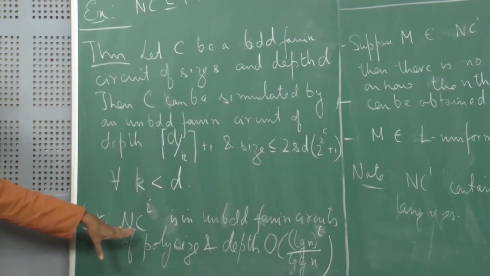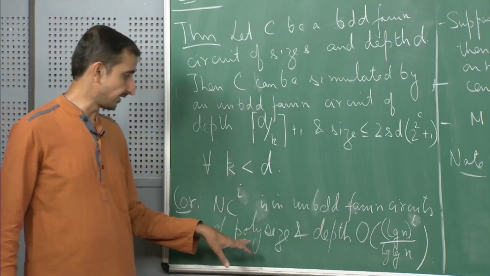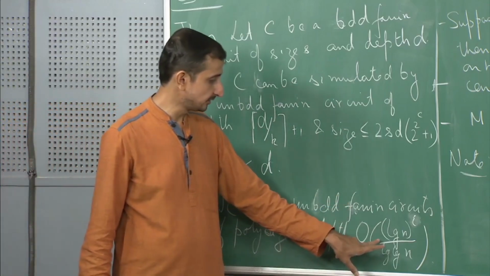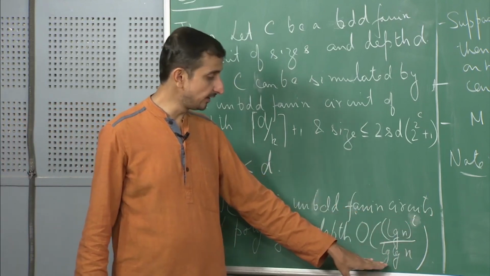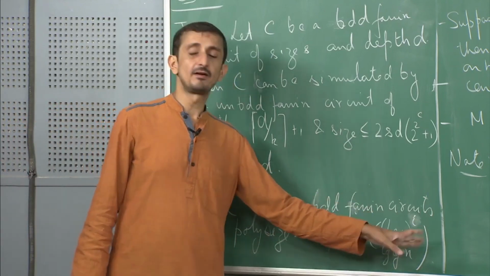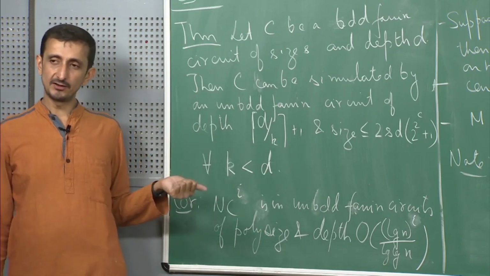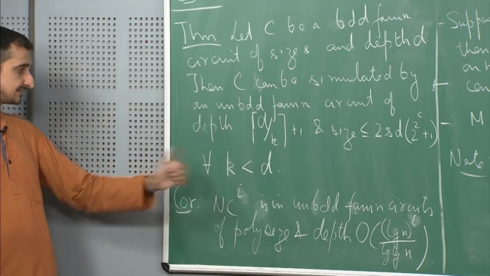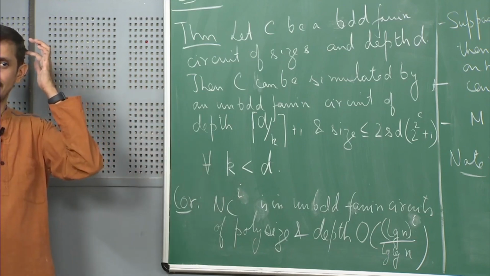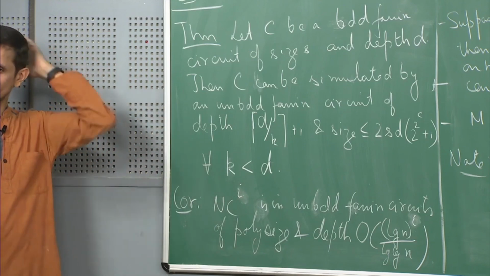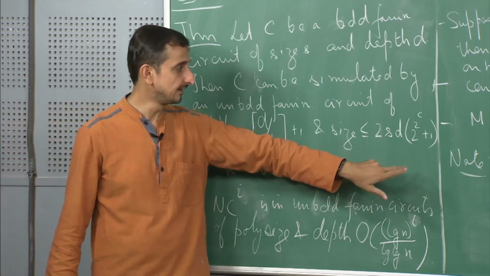Essentially what we are showing is that we know NCi can be done in unbounded fan-in circuits of polysize and depth log to the power i of n. But I am saying that I can actually do it even in log to the power i n divided by log n. I can reduce the depth by a factor of log n. And how can I do that? What is the k that I will choose? Exactly, I will choose k to be log n.